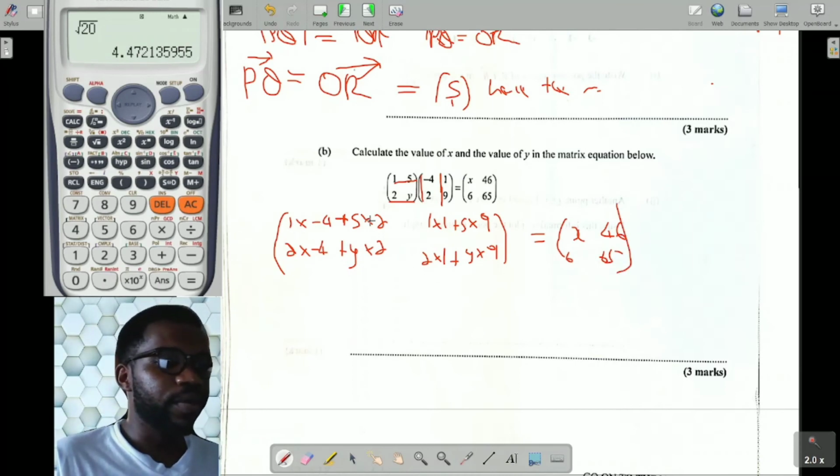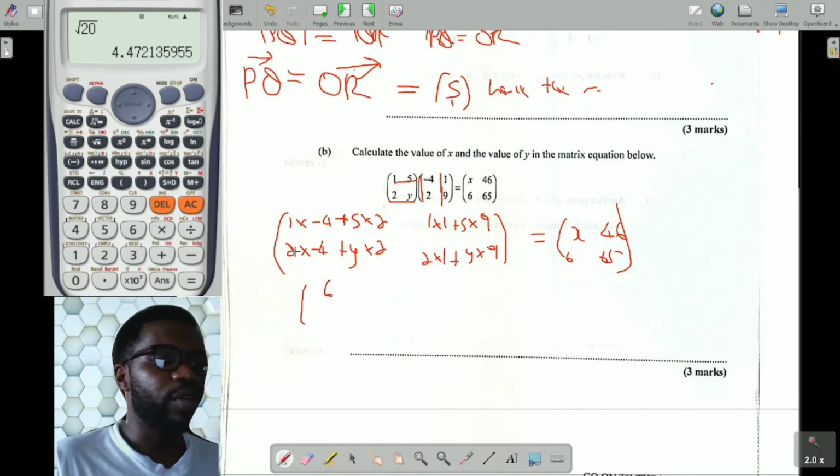Alright, let's tidy this up. In my first, 1 times negative 4 is going to give me negative 4 plus 10. And of course, negative 4 plus 10 is going to give me 6. Down here, let me work with the row first. 1 times 1, that's 1. 5 times 9 is 45. 45 plus 1 is going to give me 46.